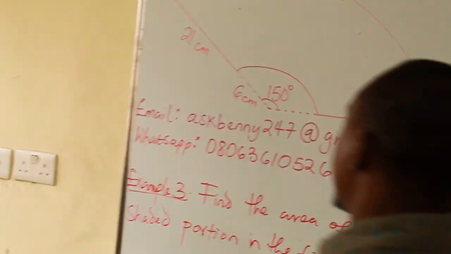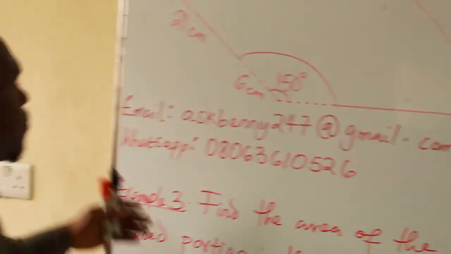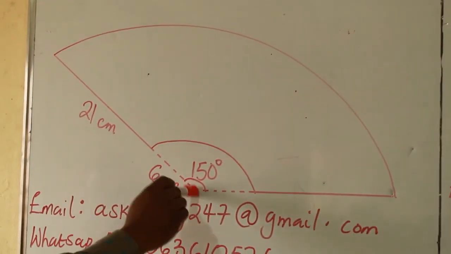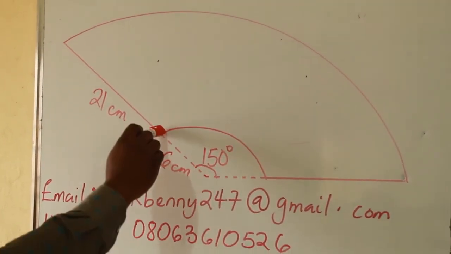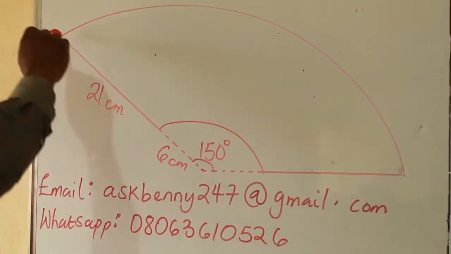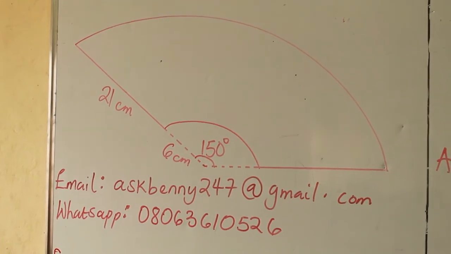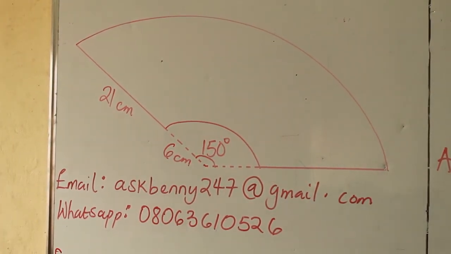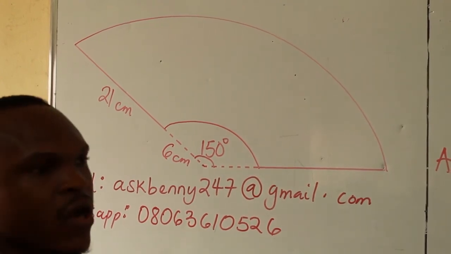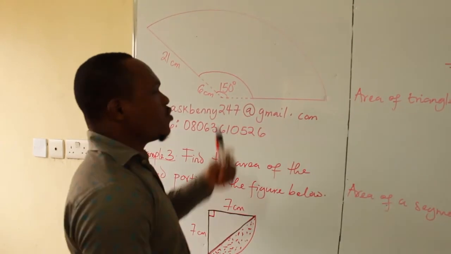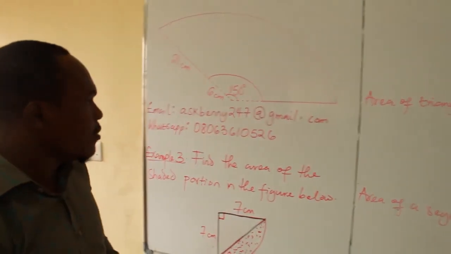If you move over here, you have a diagram for question number 2. So you have length 6 centimeters from here to here, and length 21 centimeters from here to here, and the included angle, which is 150 degrees. If you have any problems, you can easily go out, see a car around, and look at the wiper, to help you easily solve the problem.